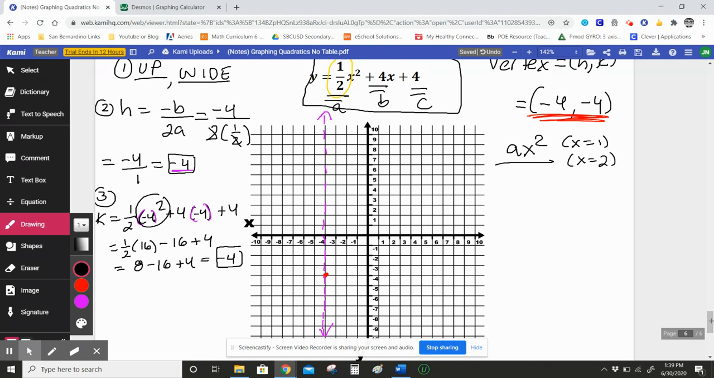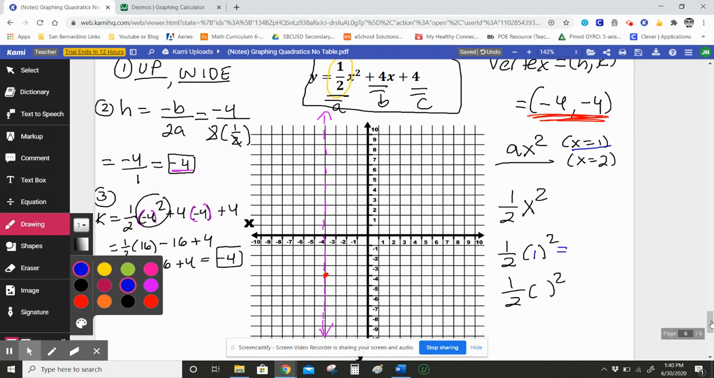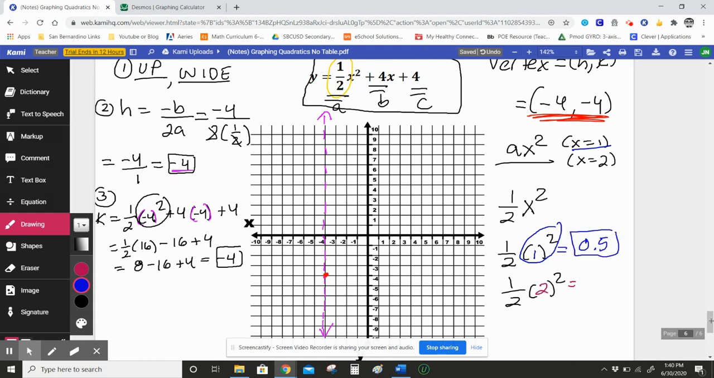So the value of ax squared in this case will be 1/2 x squared. So we're going to be plugging in 1/2 x squared for x equals 1 and x equals 2. So let's do that. 1/2 times blank squared, 1/2 times blank squared. For the first one, we're plugging in x equals 1, and for the second one, we're plugging in x equals 2. Same idea. On the first one, we have 1 squared, which is 1, and then half of 1 is equal to 1/2, or 0.5. So the first answer is 0.5.